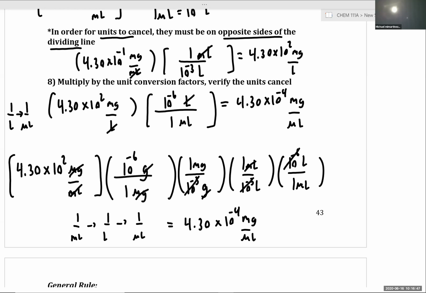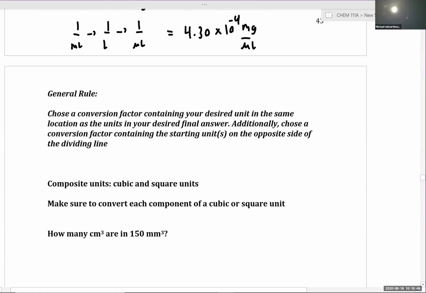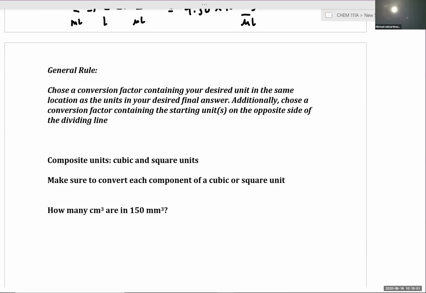Okay, so let's keep going now, and let's talk about a general rule. When you're doing these conversions, you're going to choose a conversion factor containing your desired unit in the exact same location as the units in your desired final answer. Additionally, you want to choose a conversion factor containing the starting units on the opposite side of the dividing line.